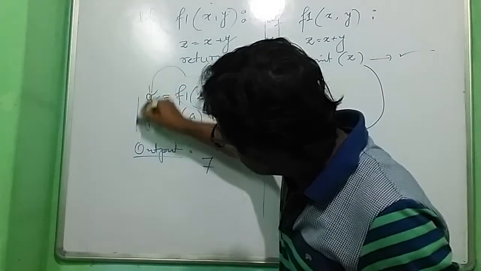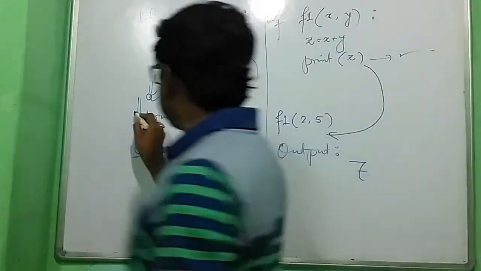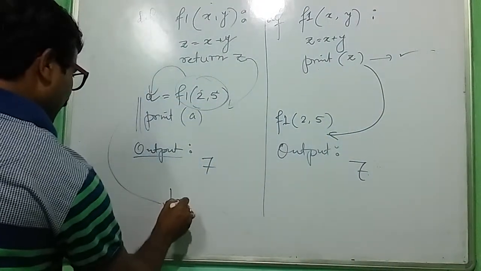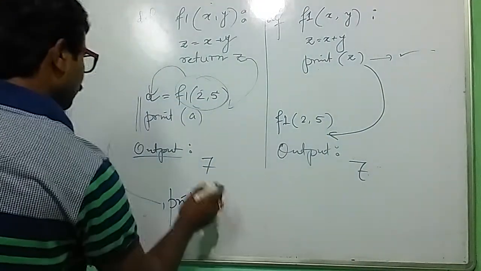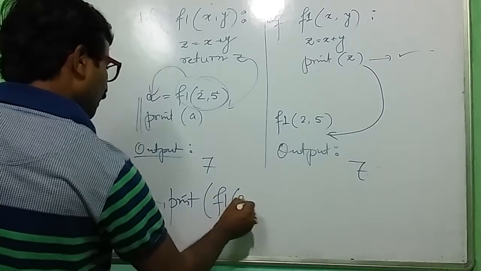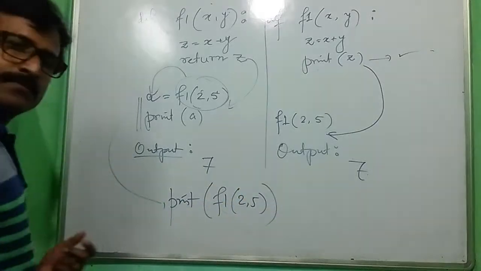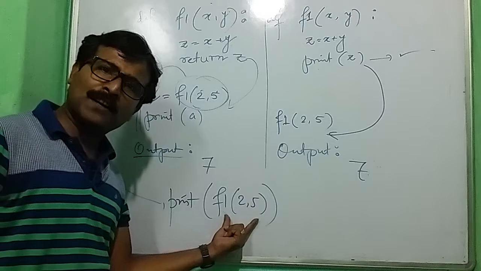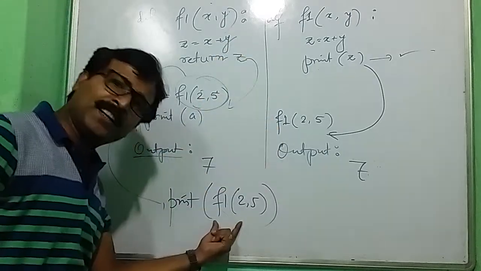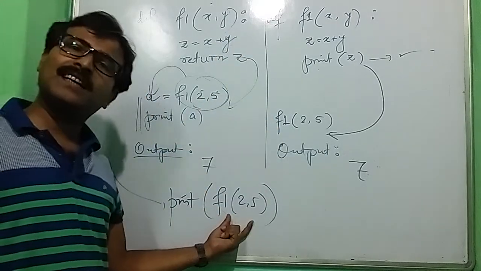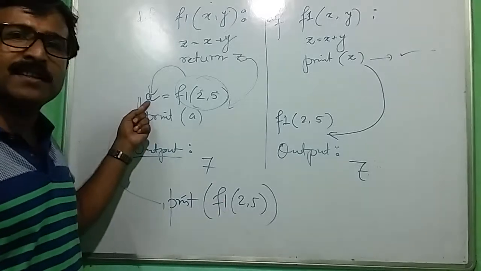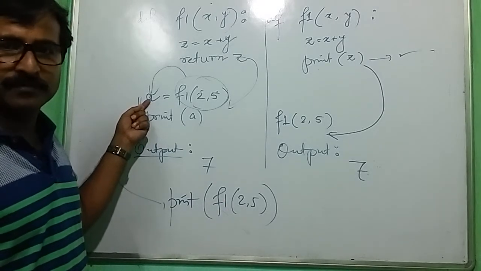I can combine these two lines and I can write it easily this way also. I can write print f1 2, 5. So that means the function is called, its value gets returned, and 7 will be printed inside only. No need to take any second variable.